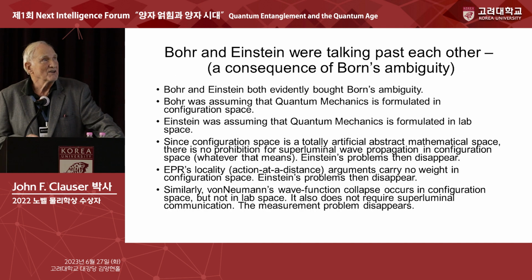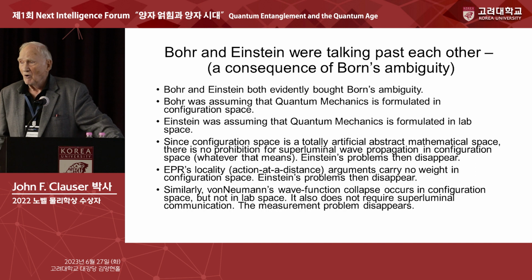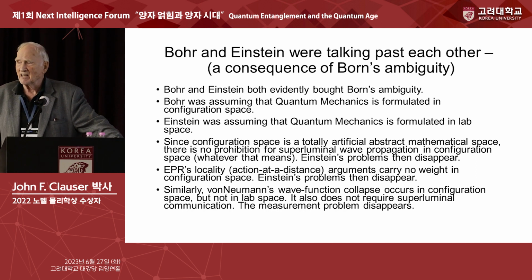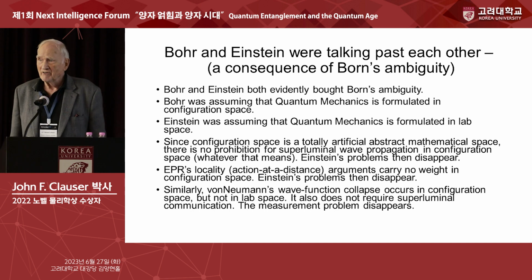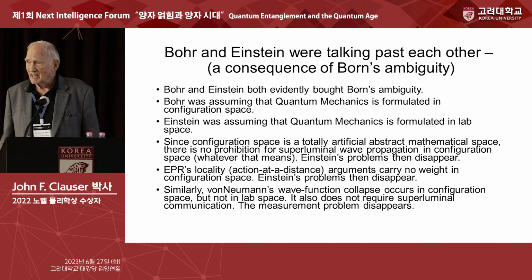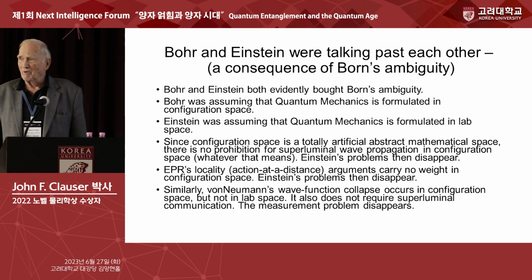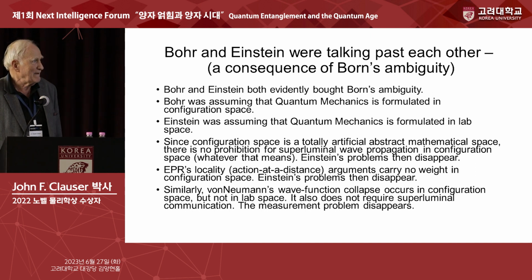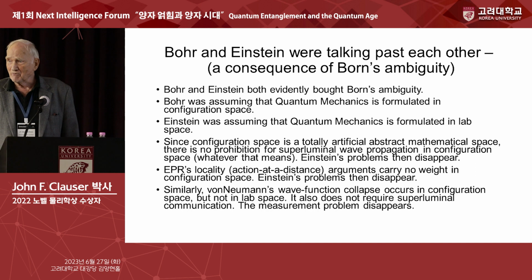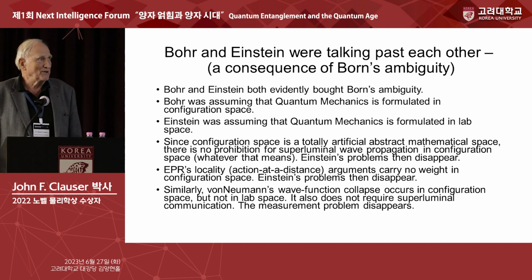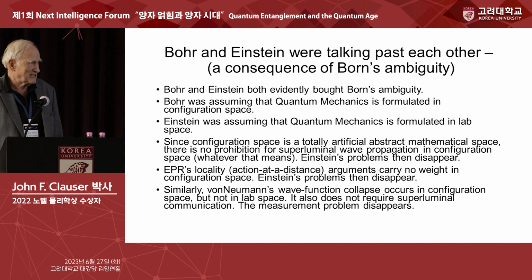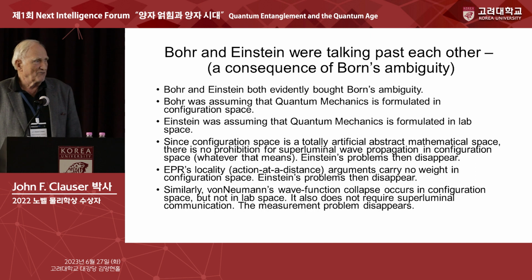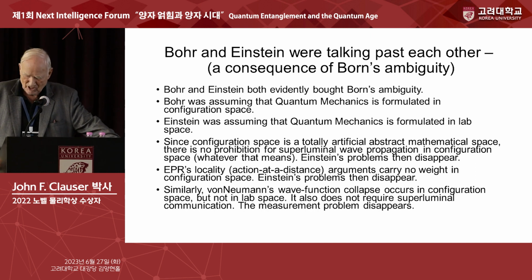So this difference now shows what the real problem was that Bohr and Einstein were encountering. They were simply talking past each other. Bohr was assuming configuration space. Einstein was assuming lab space. They both mistakenly bought into Born's ambiguity. And so it explains the difficulties that Einstein was having. It's a totally abstract space, but there's no prohibition for propagation of signals faster than light in this fictitious space, because there is no space there. Similarly, wave function collapse, part of the measurement problem, disappears.